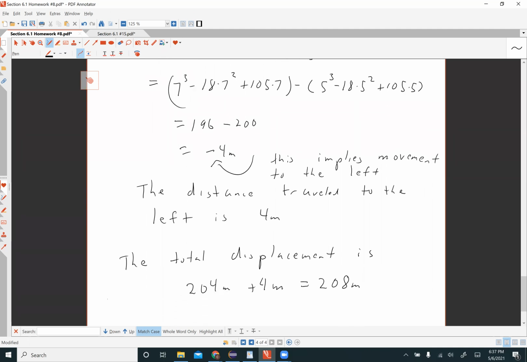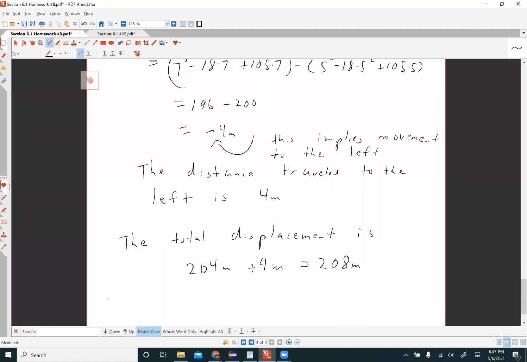So the total distance traveled is the distance traveled to the right plus the distance traveled to the left, and you get 208 meters. And that's all, students.